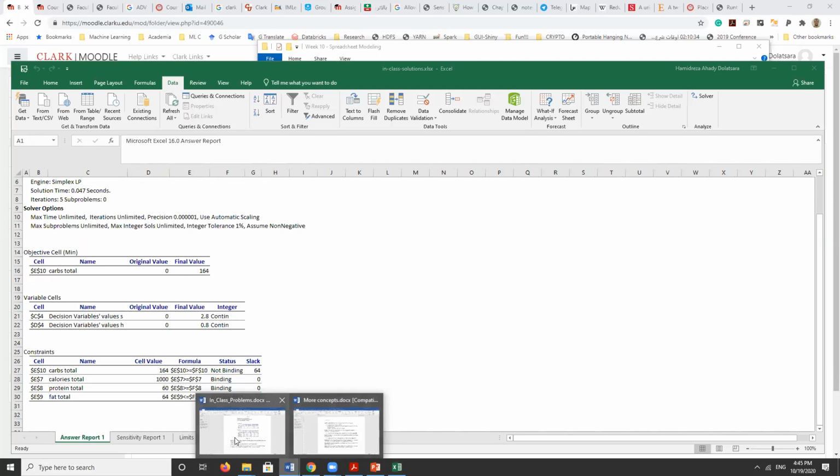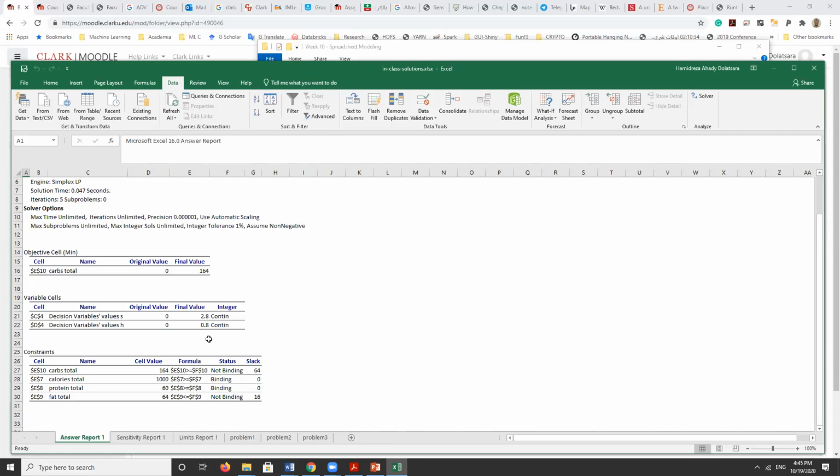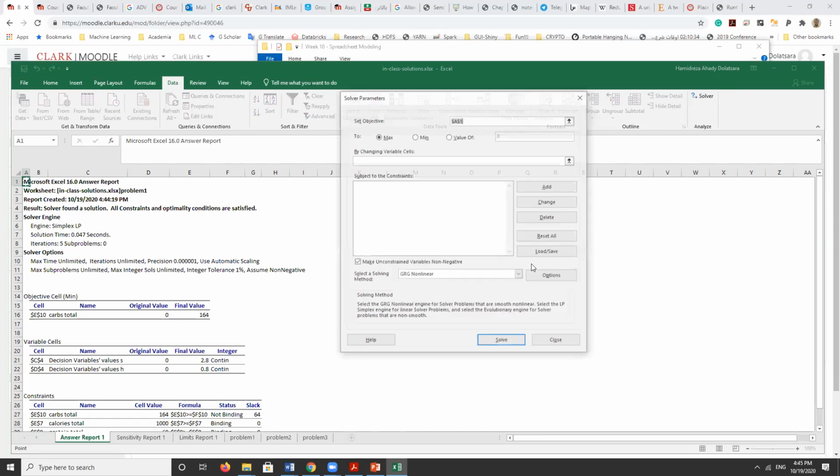Okay, I give you a couple of minutes to play with the Excel file. You can just change things, play, and see what the results are. Then I go to the next section. You just have a couple of minutes to work with that Excel file.